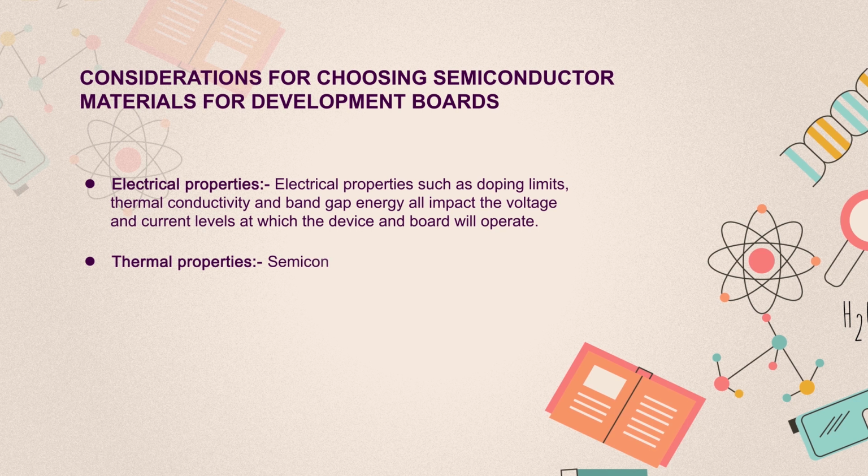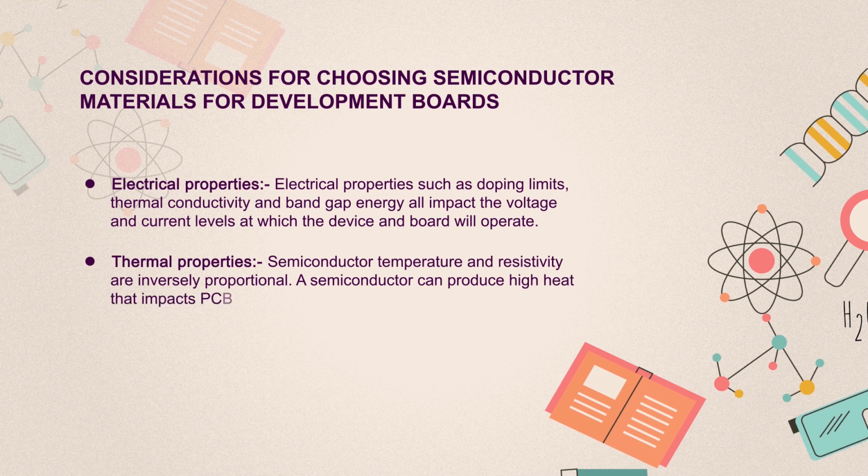Second is the thermal properties of the semiconductor material. Here the semiconductor temperature and resistivity are inversely proportional. Therefore, a semiconductor material can produce high heat that impacts PCB layout and thermal dissipation and distribution. Therefore, the thermal property is a very important property on the basis of which the semiconductor material is selected.